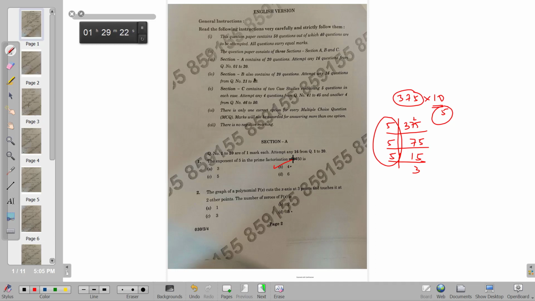Okay, now for the second one. The graph of a polynomial p of x cuts the x-axis at 3 points and touches it at 2 other points. What are the number of zeros of p of x? So cutting over here means it crosses like this. 1, 2, 3, it crosses and touches at 2 other points. So it just touches and goes back. 1, 2, 3, 4, 5.